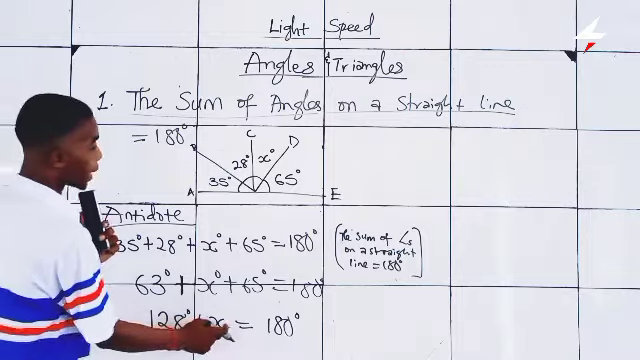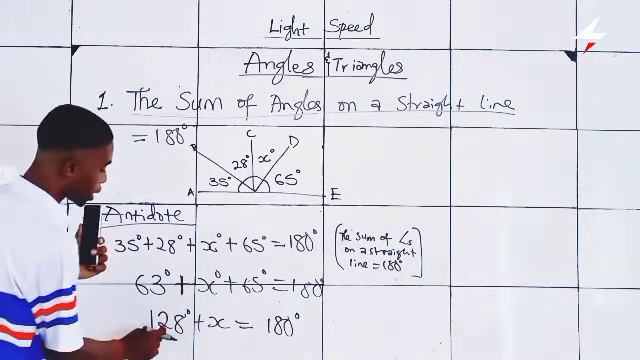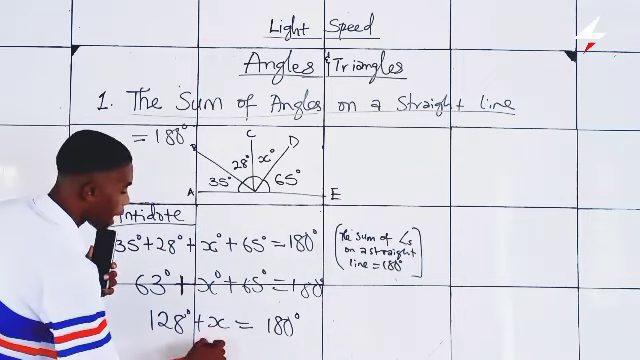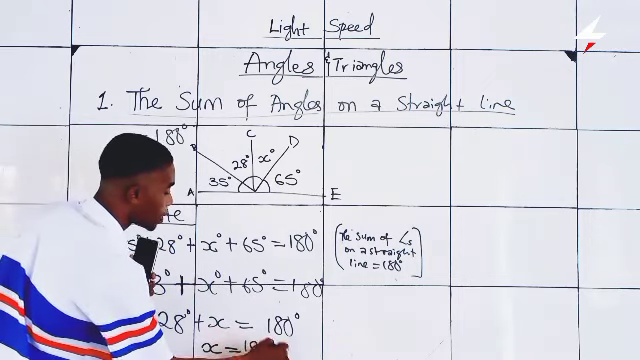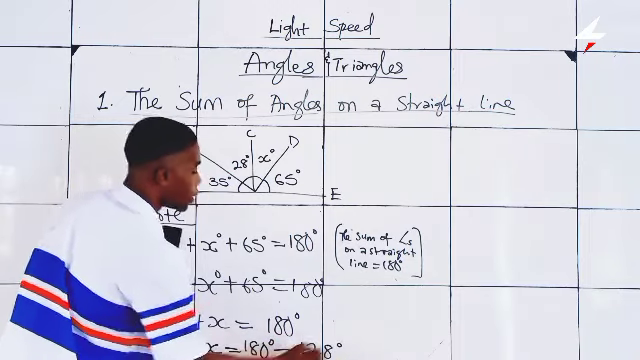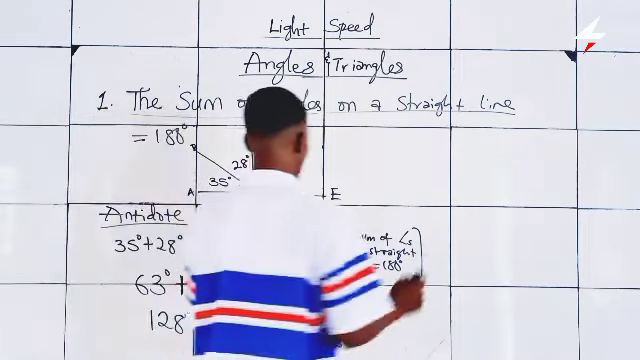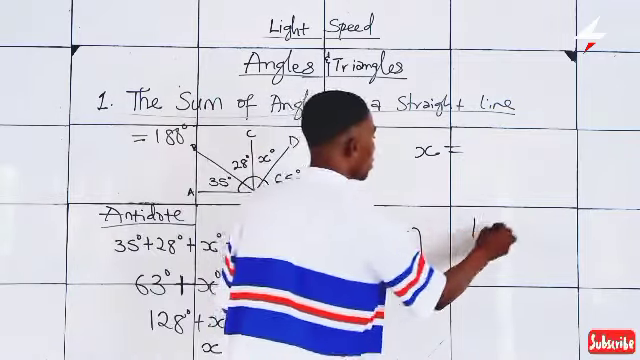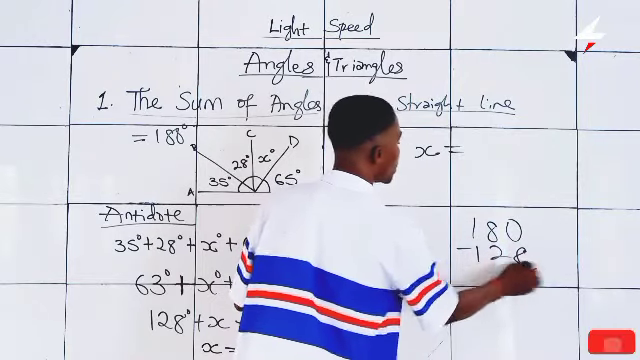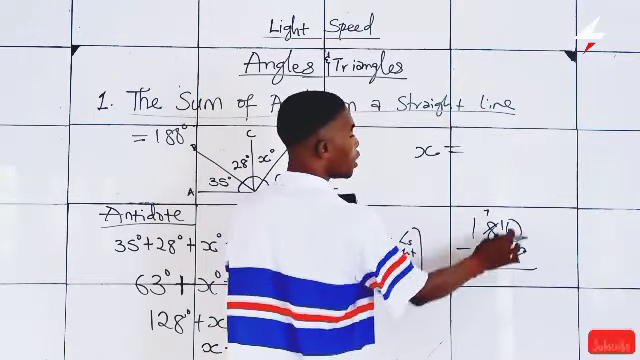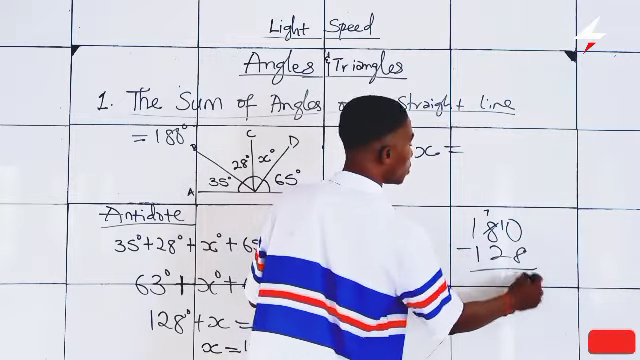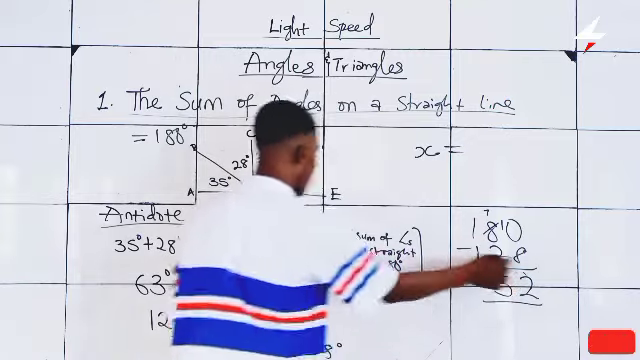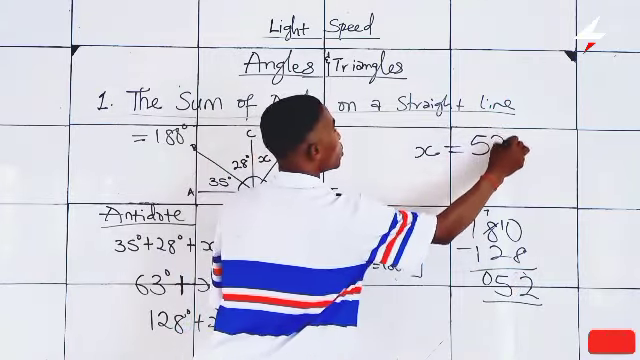Now we have to look for x. x is the missing angle. So we take 128, which is positive, to the other side, and it becomes negative. So x is equal to 180 degrees minus 128 degrees. Let's do the calculation real fast so that you can follow and understand what I did. We borrow from here, so 10 minus 8 will give us 2. Then 7 minus 2 will give us 5. 1 minus 1 is 0. So we have 52. So x is equal to 52 degrees.